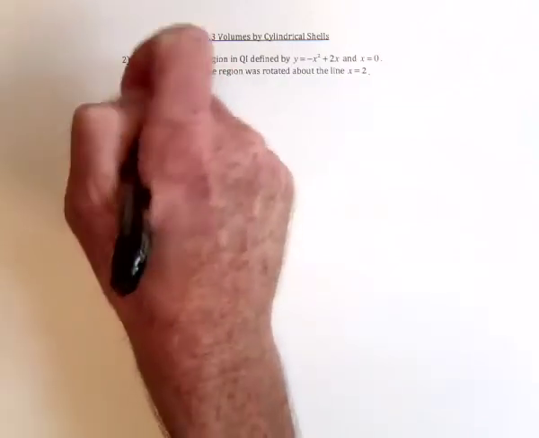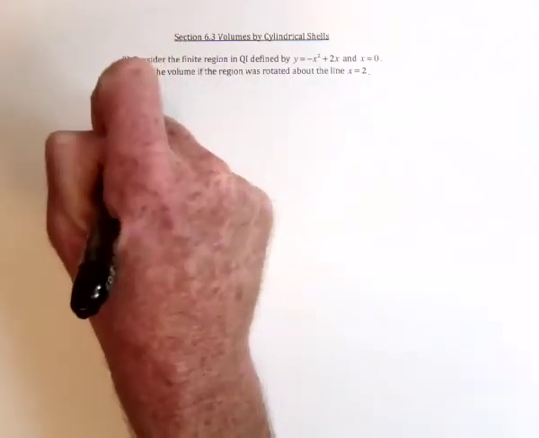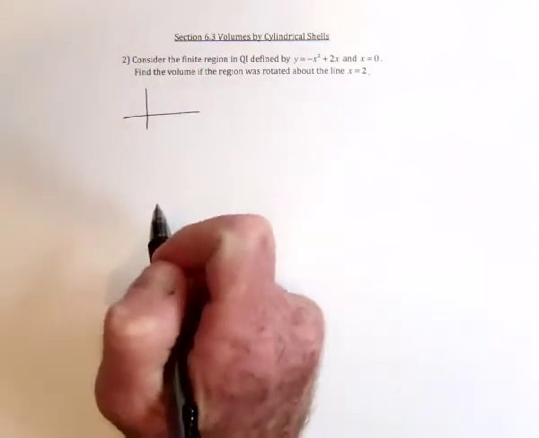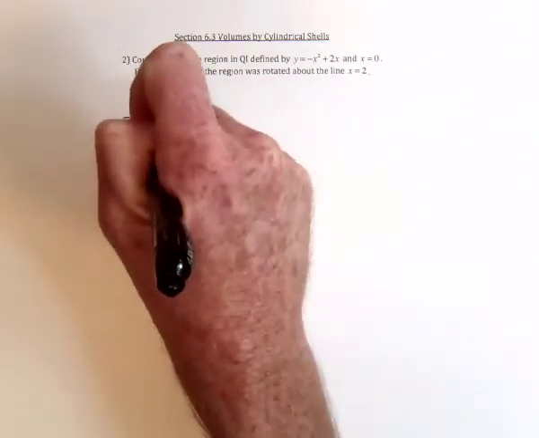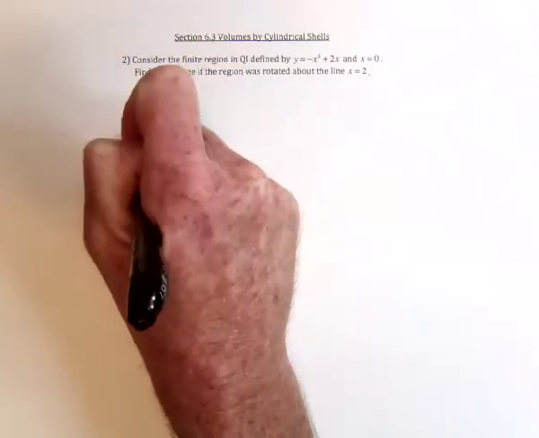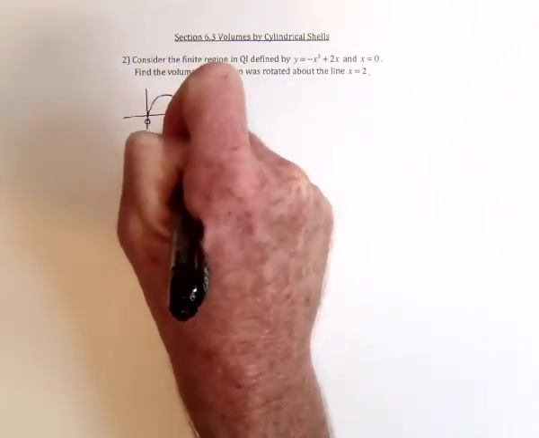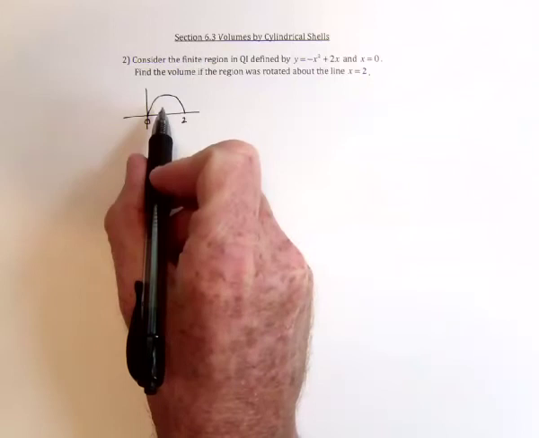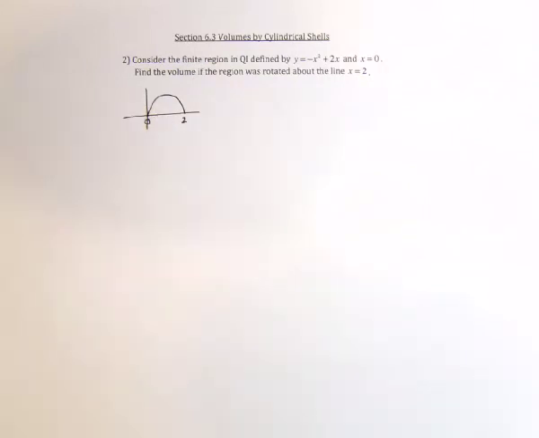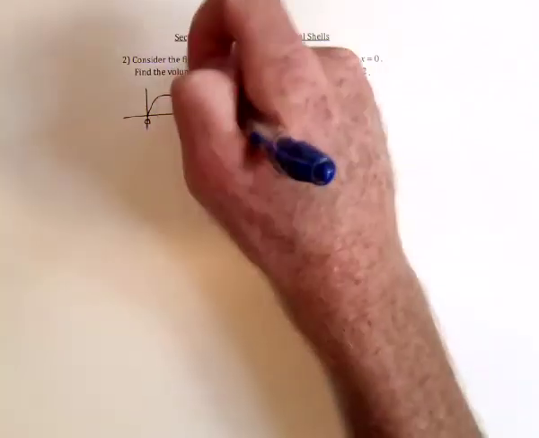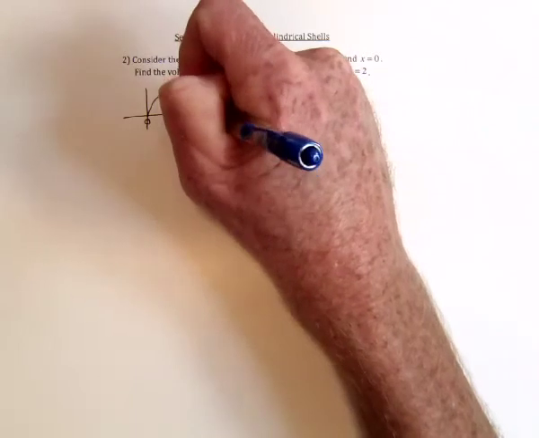The graph of this one, the setup is actually the same as about 2 problems ago. It's a parabola that looks like this. It's crossing the x-axis at 0 and 2, and so this is the region that we're going to rotate. But this time it's rotated about a vertical line, x equals 2.